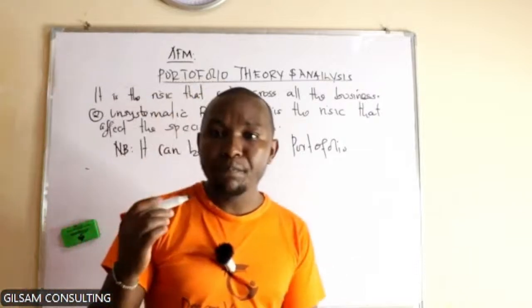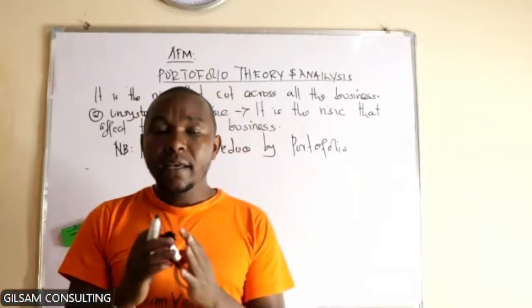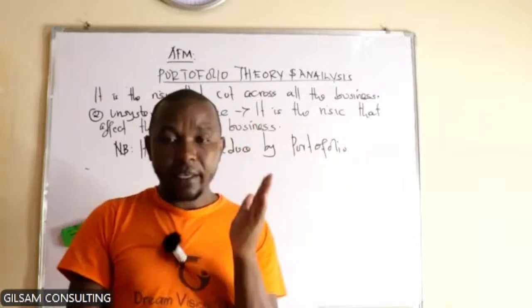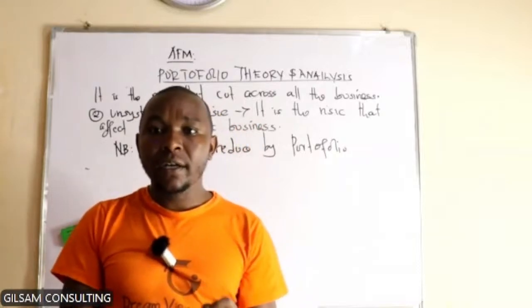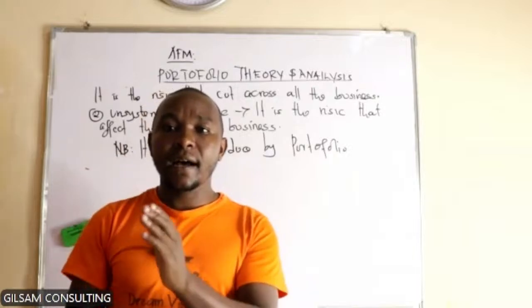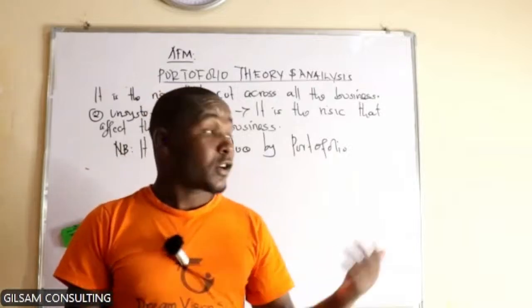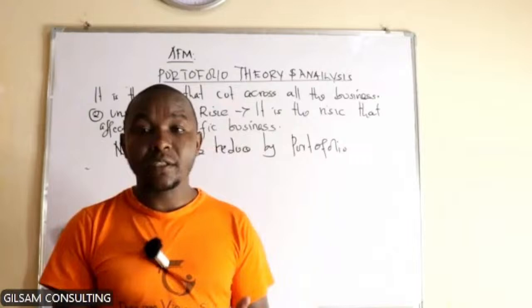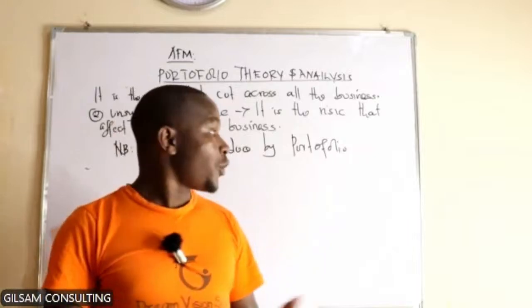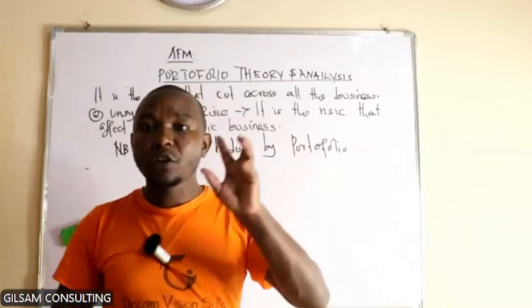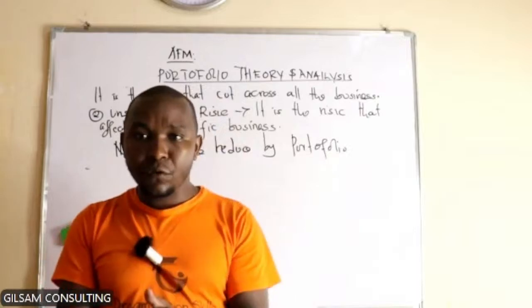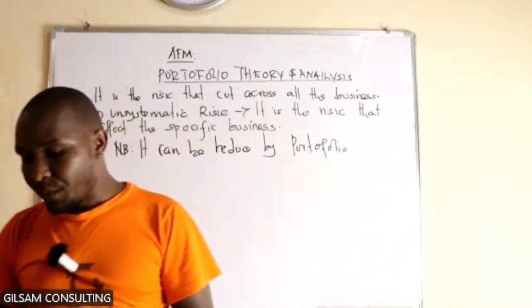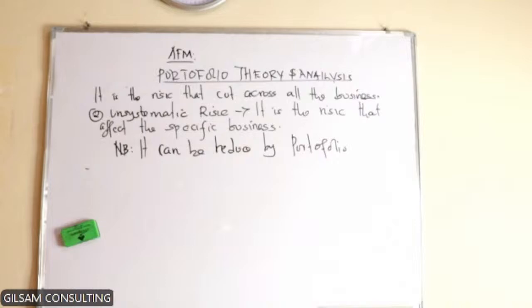For example, maybe in company A there's a high employee turnover, and in another company there's a low employee turnover. So you can minimize and manage this. But systematic risk you cannot reduce by portfolio, because it affects everywhere. So we look at the weight of the two projects.